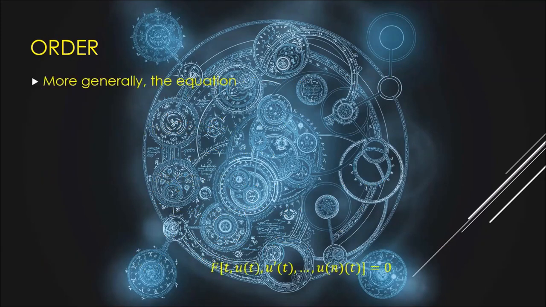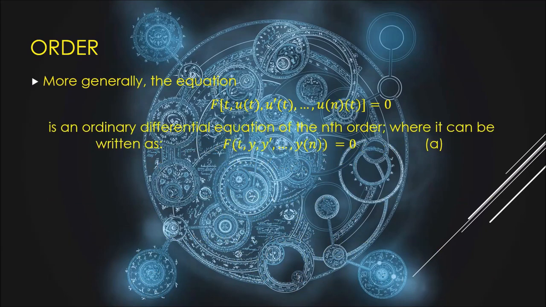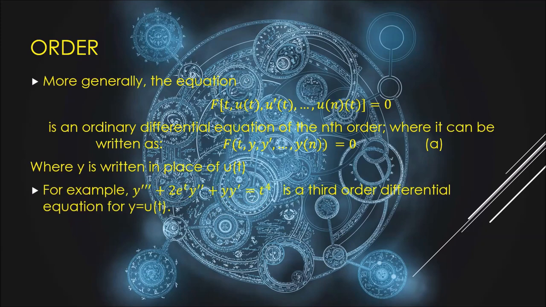More generally, the equation F of t, u sub t, u prime of t, up to u^(n) of t equals 0 is an ordinary differential equation of the nth order, where it can be written as F of t, y, y prime, up to y^(n) equals 0, where y is written in place of u sub t. For example, y triple prime plus 2 e^t y double prime plus y prime equals t to the fourth is a third order differential equation for y equals u sub t.